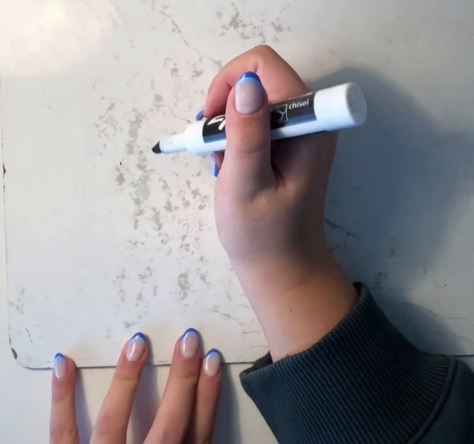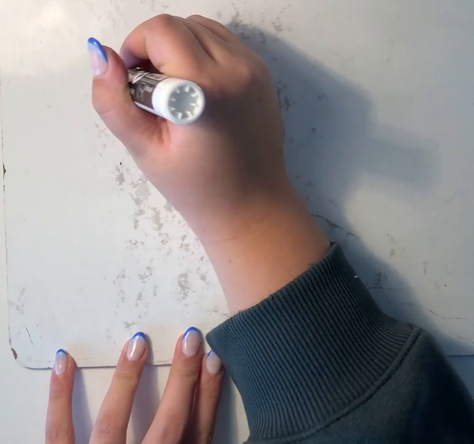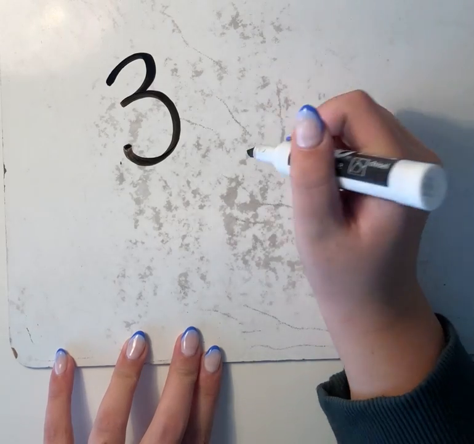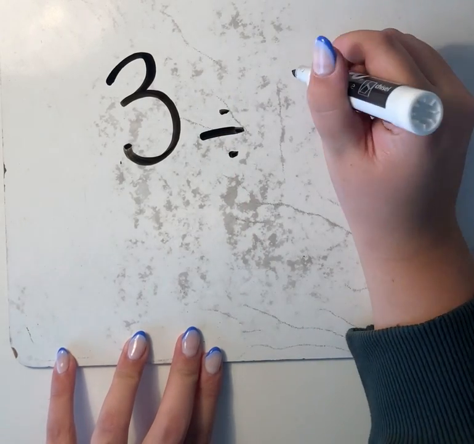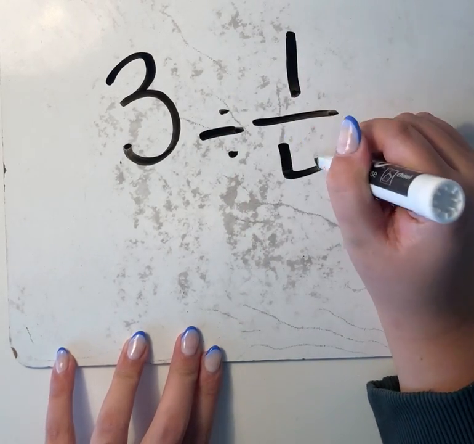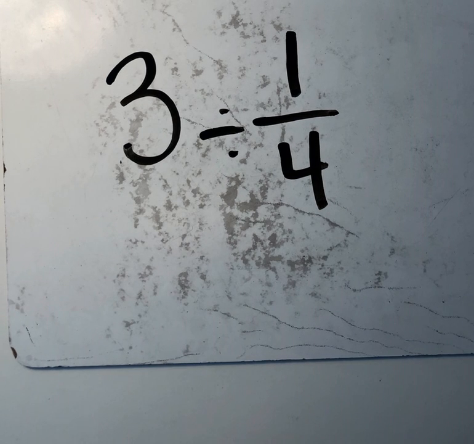So let's say I want to divide this fraction here. I've got a whole number of 3 and I want to divide it by 1/4. Just like I did in multiplying, I want my first step to always be to make a fraction.